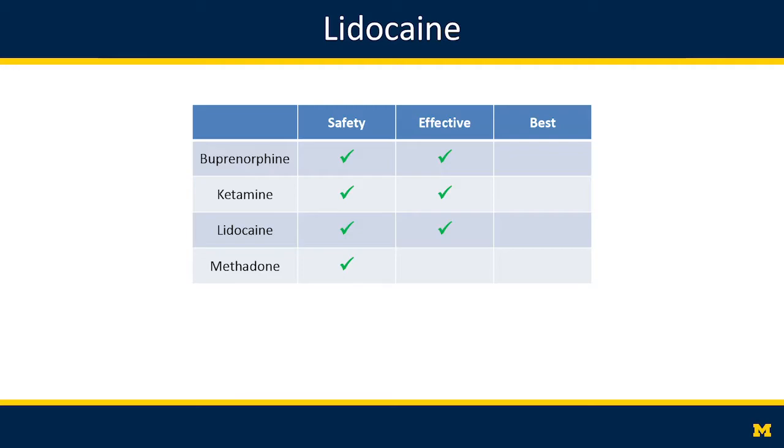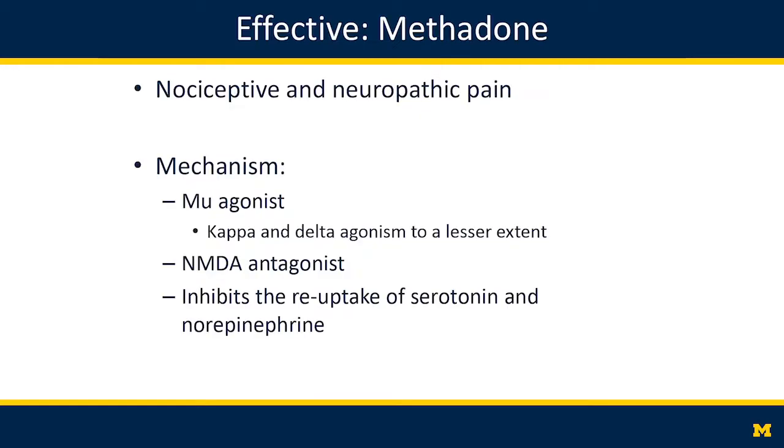Lidocaine would work for his pain. He's got neuropathic pain, he's got nociceptive pain. We haven't eliminated any options just yet. And most of you are familiar with methadone, so we'll go through this a little bit faster. So it's a mu agonist, NMDA antagonist, and it's also a mild SNRI.